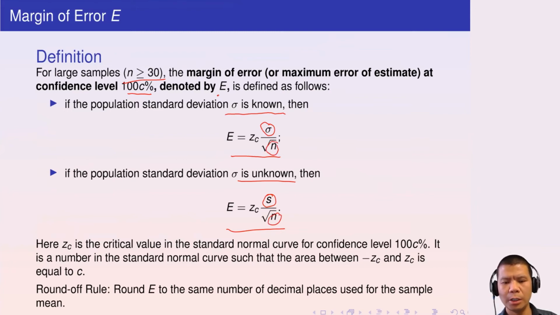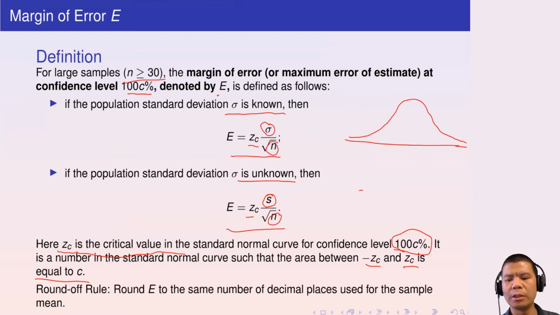They're all known. Now, what is z_c? Some of us may ask, what is z_c? Here, z_c is the critical value in the standard normal curve for confidence level 100c percent. It is a number in the standard normal curve such that the area between negative z_c and z_c is equal to c. I'm going to just do this one here and draw a curve.